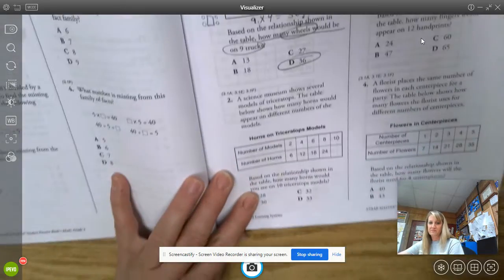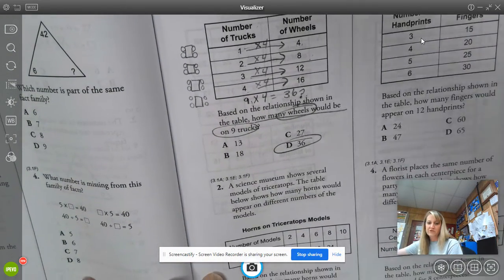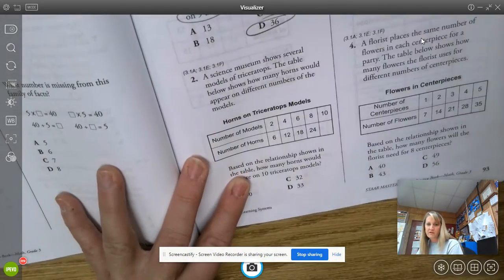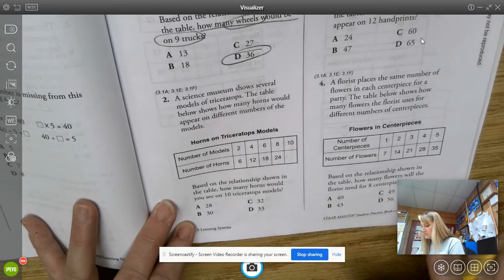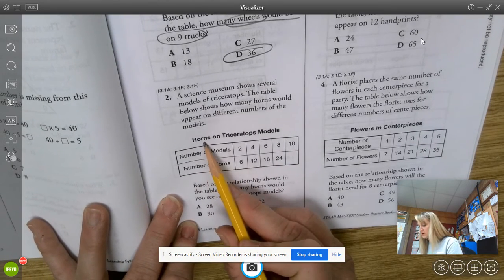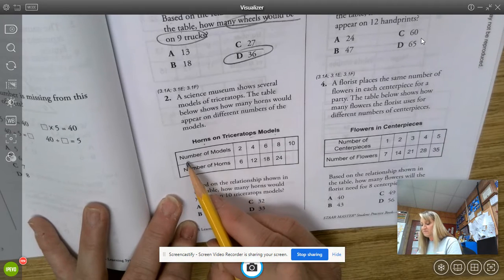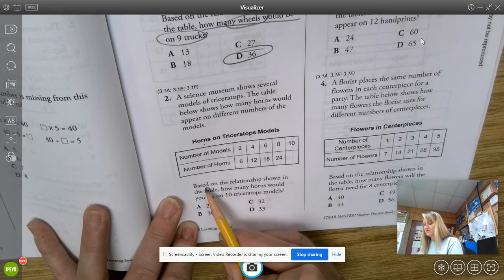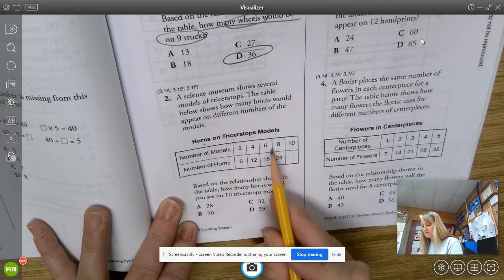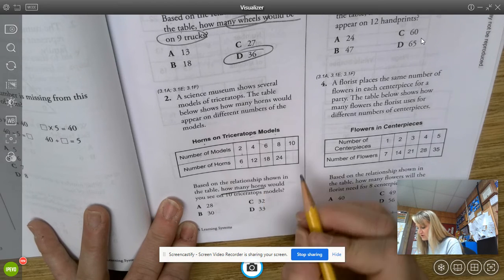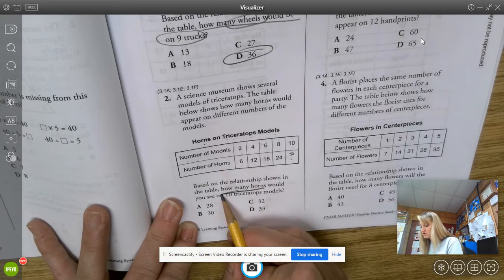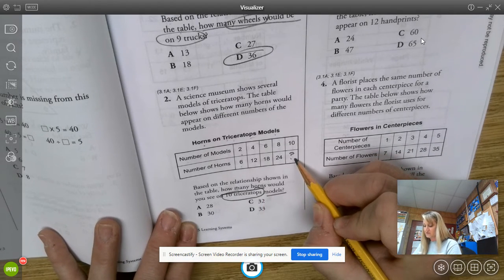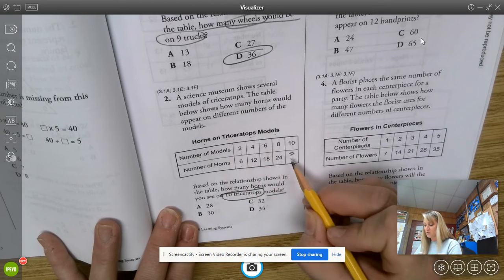Okay, number 2. Here we go. First the title says horns on Triceratops models. Here's the number of models. Here's the number of horns. Here's the question. Based on the relationship shown in the table, how many horns, we're looking for horns, would be in 10 Triceratops models. This is what we're trying to find, okay? So if there's 10 models, how many horns?